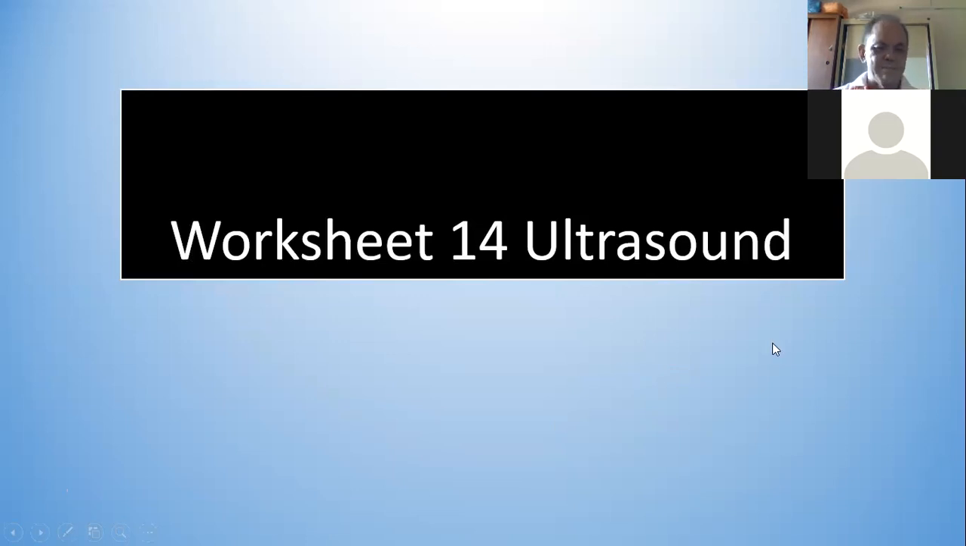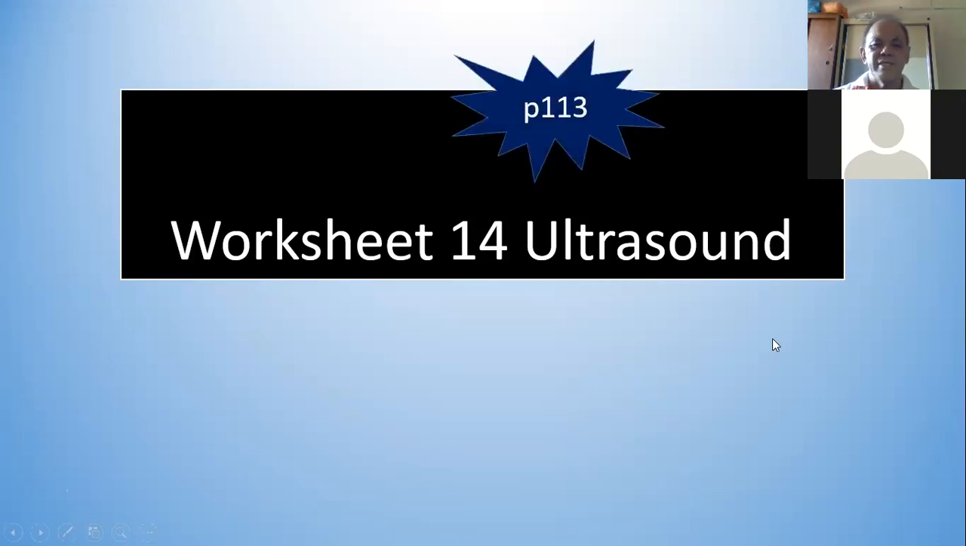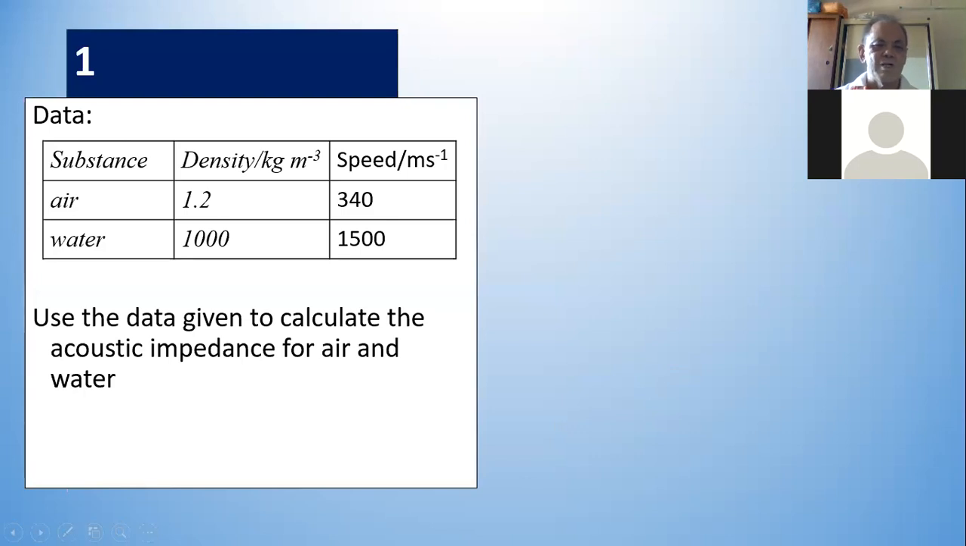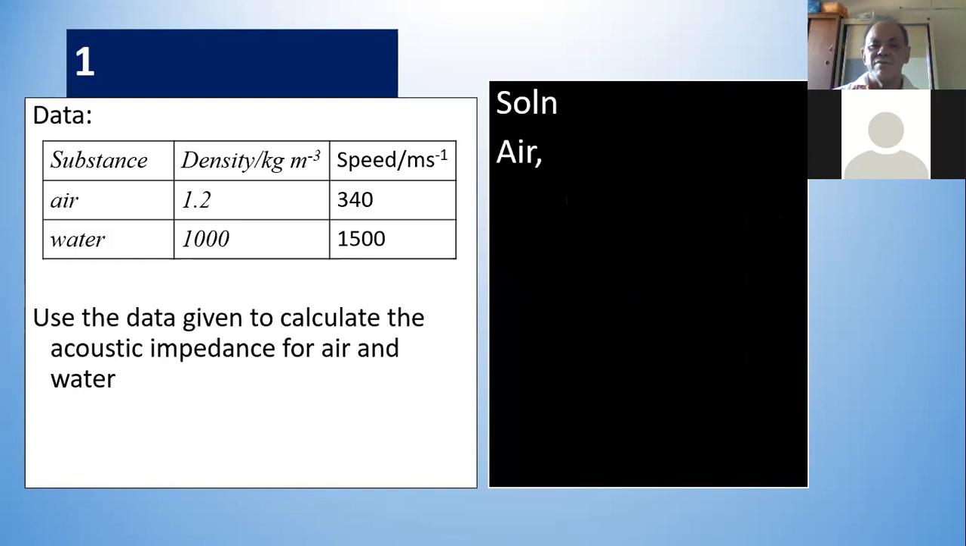Try to do some example. If you got a worksheet, it's page 113, and get it from Facebook. You should be able to calculate. They give you some data. Use the data given to calculate the acoustic impedance of air and water. Okay. First, you must know the definition. For air, Z, acoustic impedance, equals the density of medium times speed of wave in the medium. Right? You can use C, you can use V, it doesn't matter.